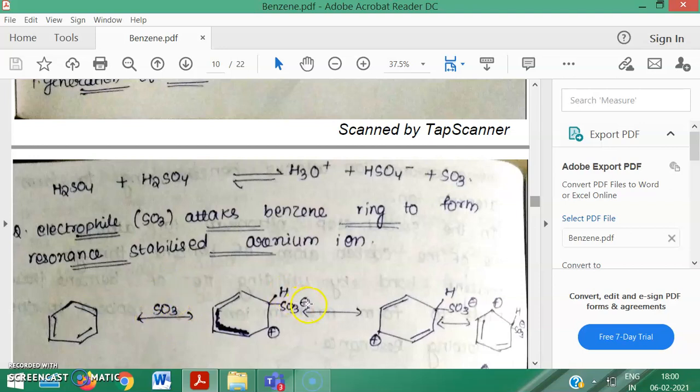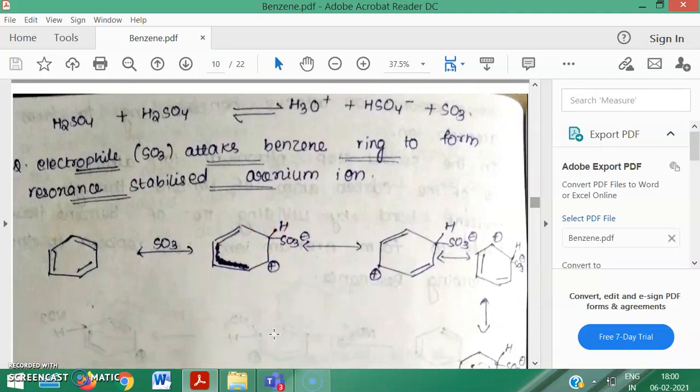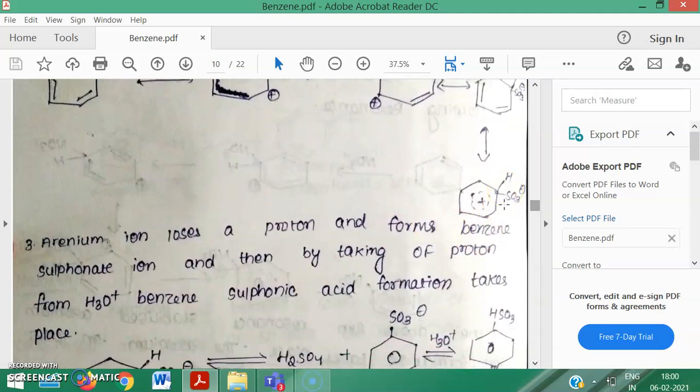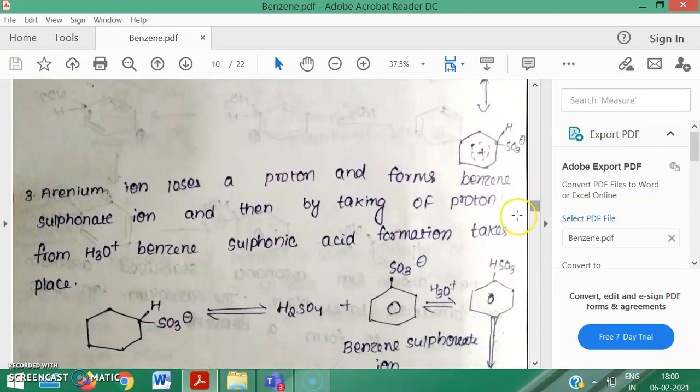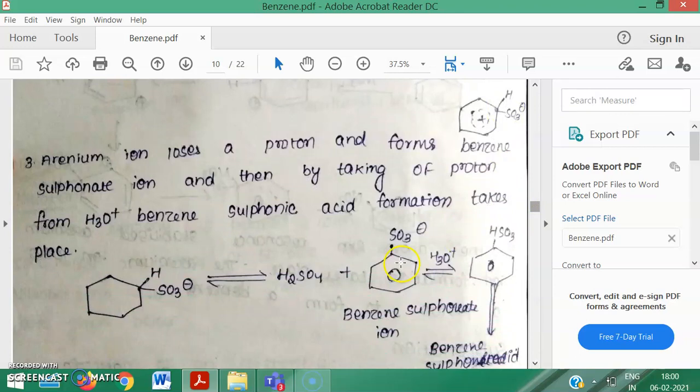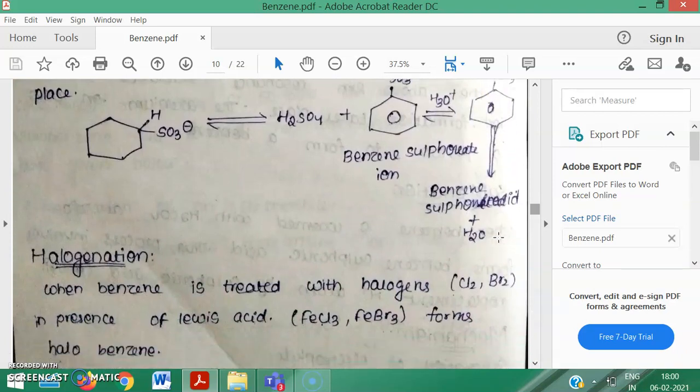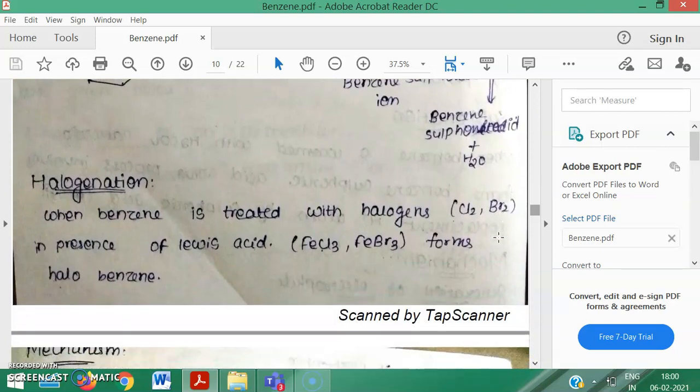It itself gets a negative charge and benzene gets the positive charge, and arenium ion formation takes place, and then the loss of a proton takes place, and at the end there is formation of the benzene sulfonate ion. After removal of this proton, the benzene sulfonate ion forms, and at the final stage the H+ is taken from the H3O+, which was formed in the first step, forming benzene sulfonic acid. So that is the nitration, and this is the sulfonation reaction.